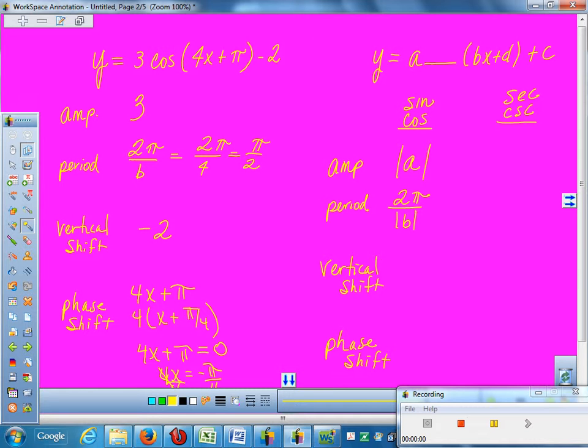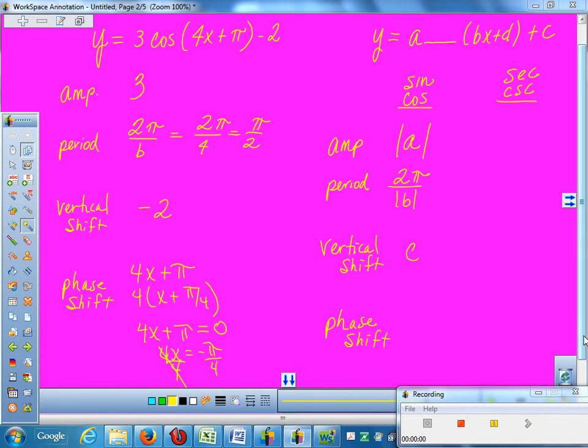Okay, the vertical shift, which letter up there tells us which way it's going to shift? Well, of course, it's the number added and subtracted, so that would be C. And then, last but not least, we would have the phase shift, which would be the one that's tricky. How do I come up with the formula for phase shift?